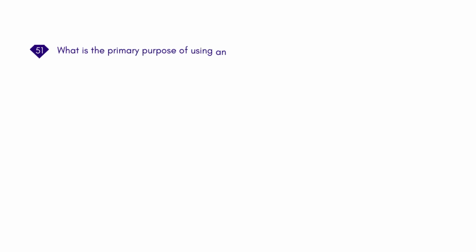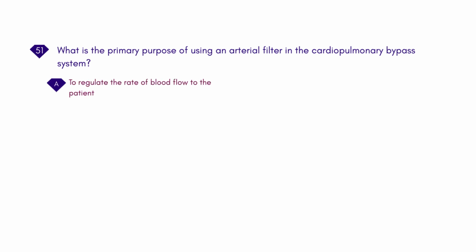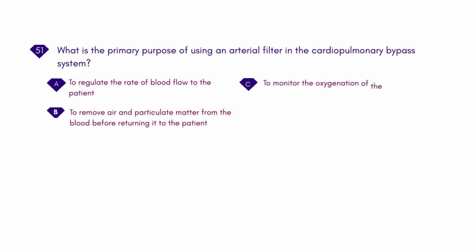What is the primary purpose of using an arterial filter in the cardiopulmonary bypass system? A. To regulate the rate of blood flow to the patient. B. To remove air and particulate matter from the blood before returning it to the patient. C. To monitor the oxygenation of the blood. D. To adjust the temperature of the blood being returned to the patient.